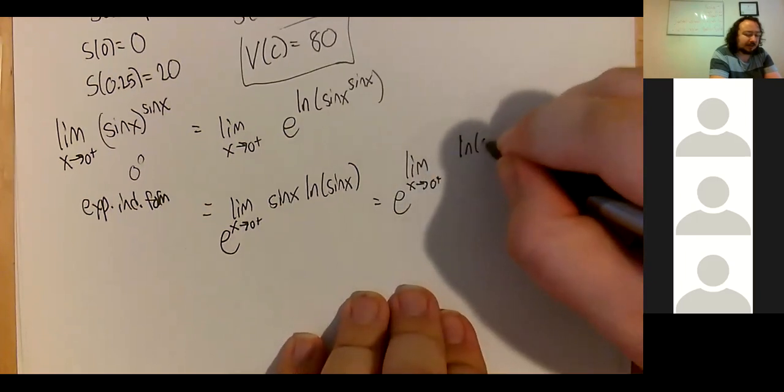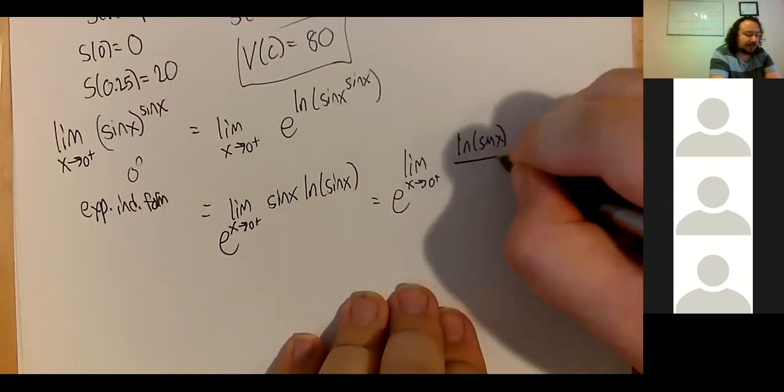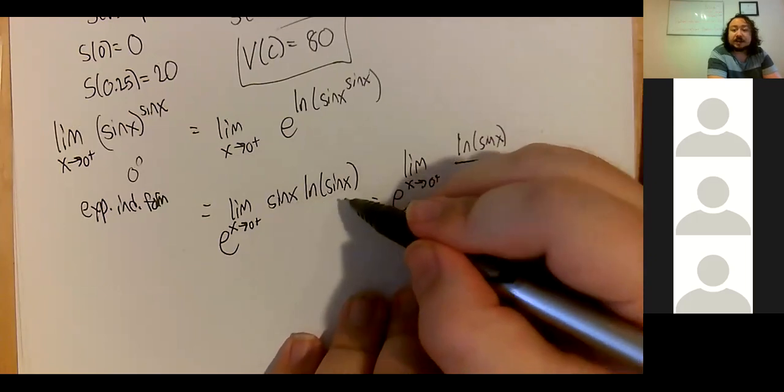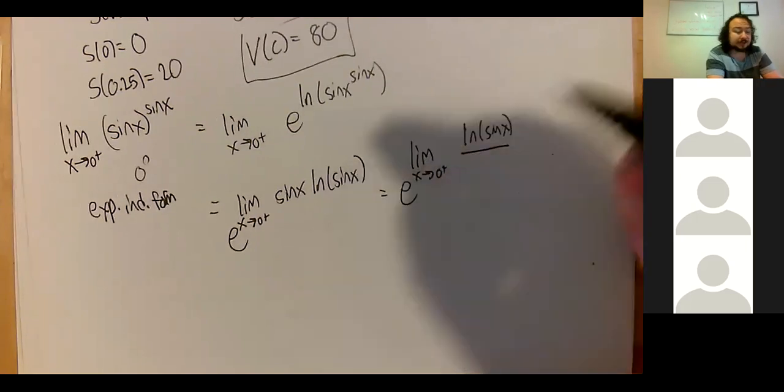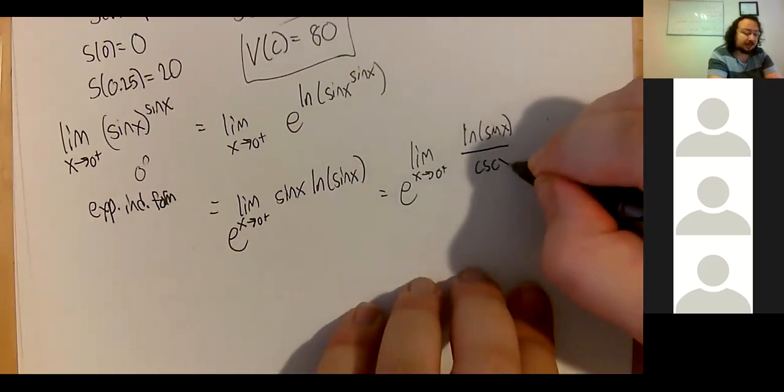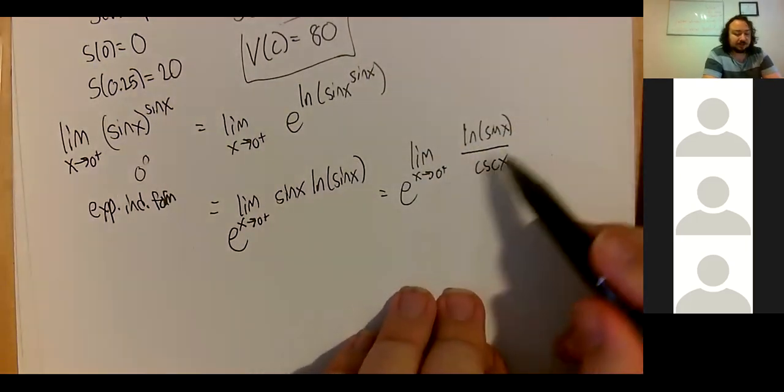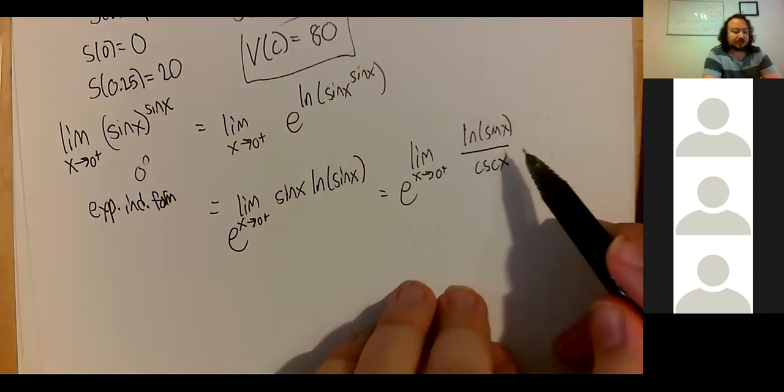So we have ln of sine of x. And then if I move this to the denominator, it becomes 1 over sine of x. But another way of writing that is cosecant of x. All right, so we could rewrite our expression this way.